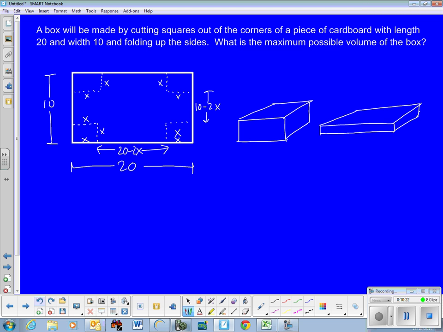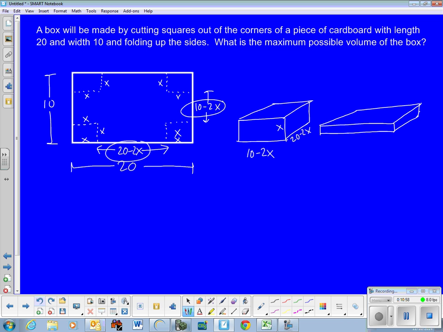Okay. So now we're just going to throw those little squares, x by x squares away, fold up the sides, and create our box. So think about the dimensions of the box you make. Any 3D rectangular solid has 3 dimensions, and your volume is length times width times height. One of our dimensions is 10 minus 2x. The other one is 20 minus 2x. That's these. And the third dimension is x, because however big that rectangle is, when I fold those sides up and they meet, that makes the height of the box.